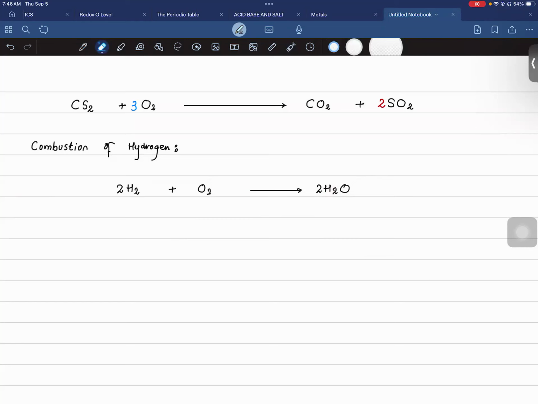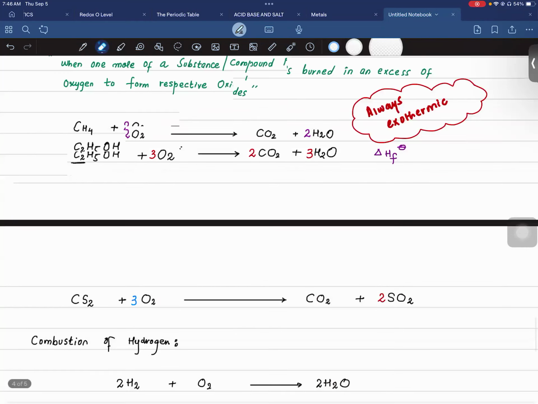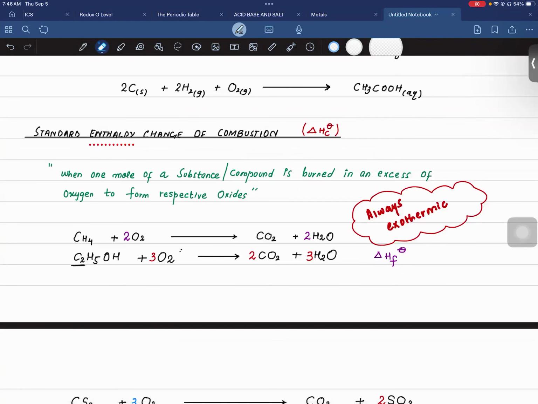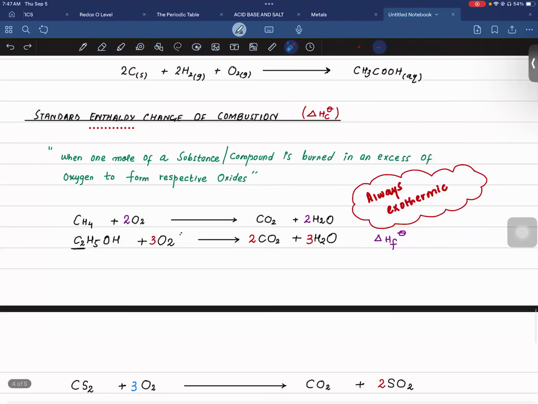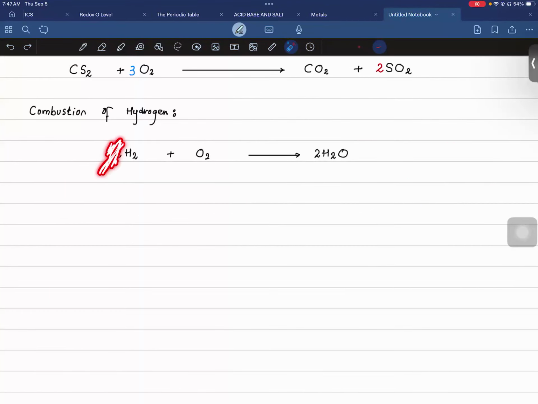I told you the definition of combustion. See the condition: 1 mole of a substance. You must have 1 mole of a substance. Remember, you are not supposed to write any number over here. This should be 1, right? So then we have to balance this equation just like that. This is balanced. This is 1 mole of H2.